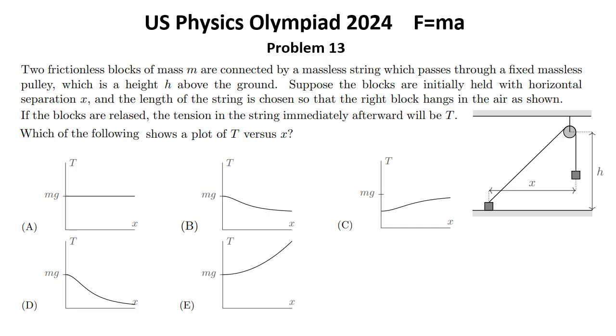Problem number 13. Two frictionless blocks of mass m are connected by a massless string which passes through a fixed massless pulley, which is a height h above the ground. Suppose the blocks are initially held with horizontal separation x, and the length of the string is chosen so that the right block hangs in the air as shown. If the blocks are released, the tension in the string immediately afterward will be T. Which of the following shows a plot of T versus x?